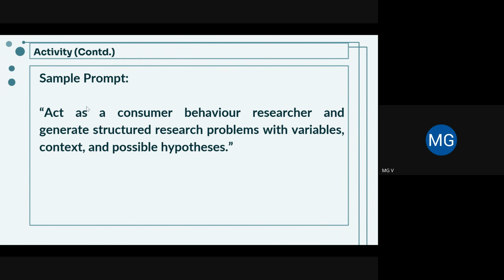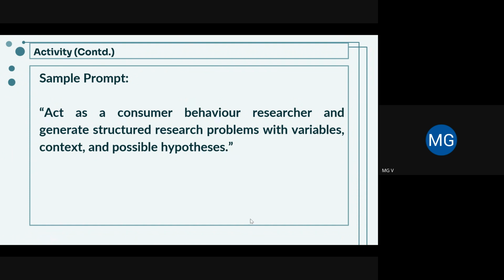So the sample prompt can now be: act as a consumer behavior researcher and generate structured research problems with variables, context, and possible hypotheses. Right? So what we are trying to say here is, we have first given initial output with generic topics, then we have refined output with impact of AI personalization on consumer trust in e-commerce, or role of privacy concerns in moderating AI recommendation effectiveness, or influence of AI transparency on consumer purchase intention.